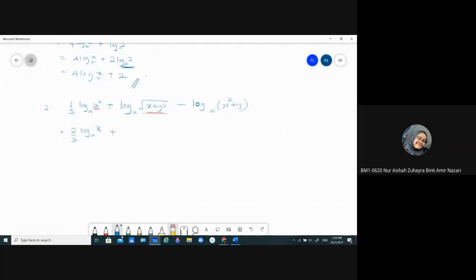how can we rewrite this one? The square root. We can rewrite it as x plus y squared to the power of 1 over 2. Yes, 1 over 2, minus. Can we do anything about this last term? No.